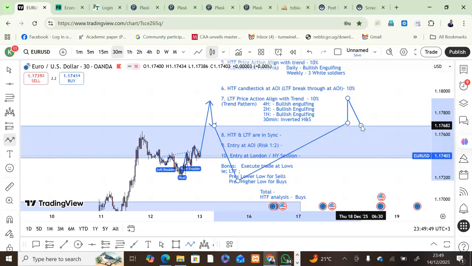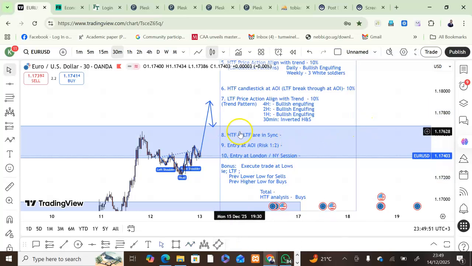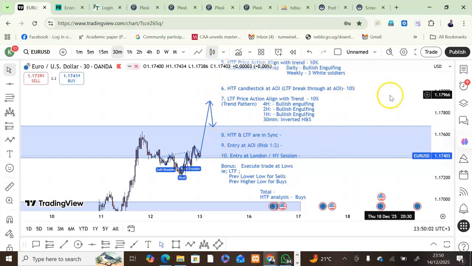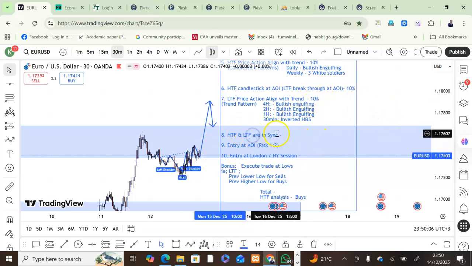So wait for a retest, or you can enter, but don't enter aggressively down here. Wait for it to break your area of interest, then it retests the area of interest, then it will move on. So we've now confirmed it is 10%.